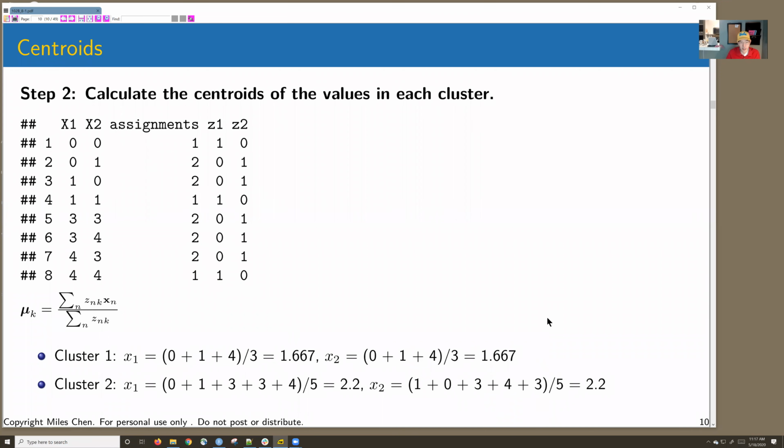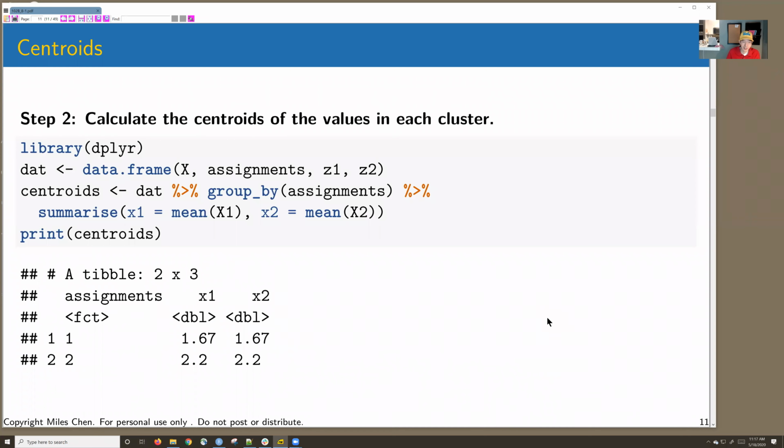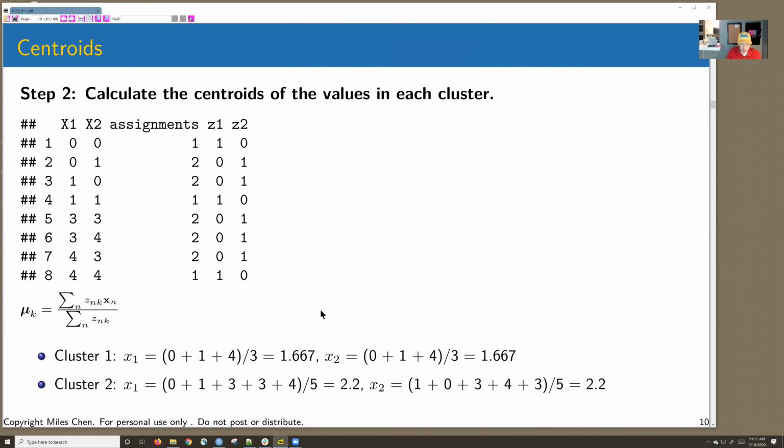If you use dplyr, this can be done very easily, okay? You can do group by assignments, and then you can calculate the mean of X1 and the mean of X2. And we get the same values, 1.67, 1.67, 2.2, and 2.2. Okay, so that's convenient and easy, but you can also do it this way as well.